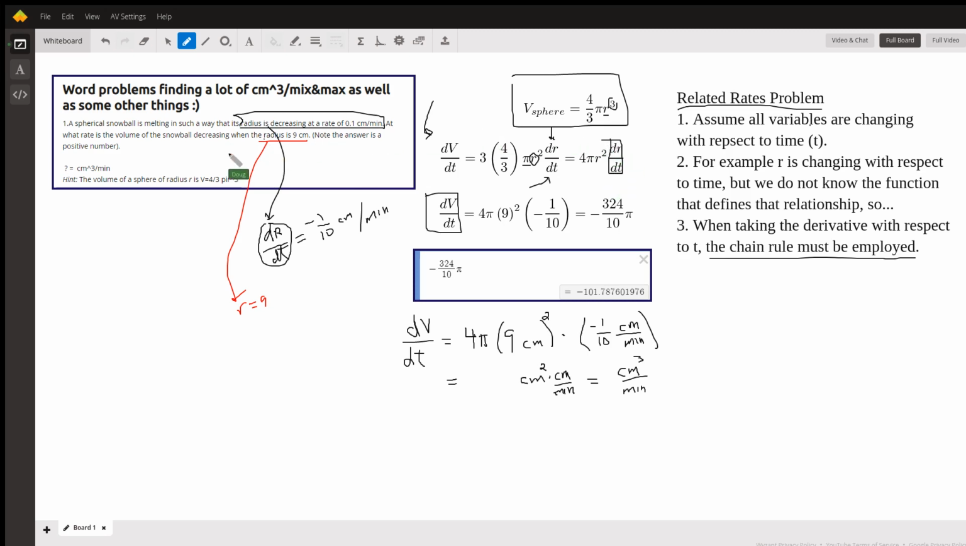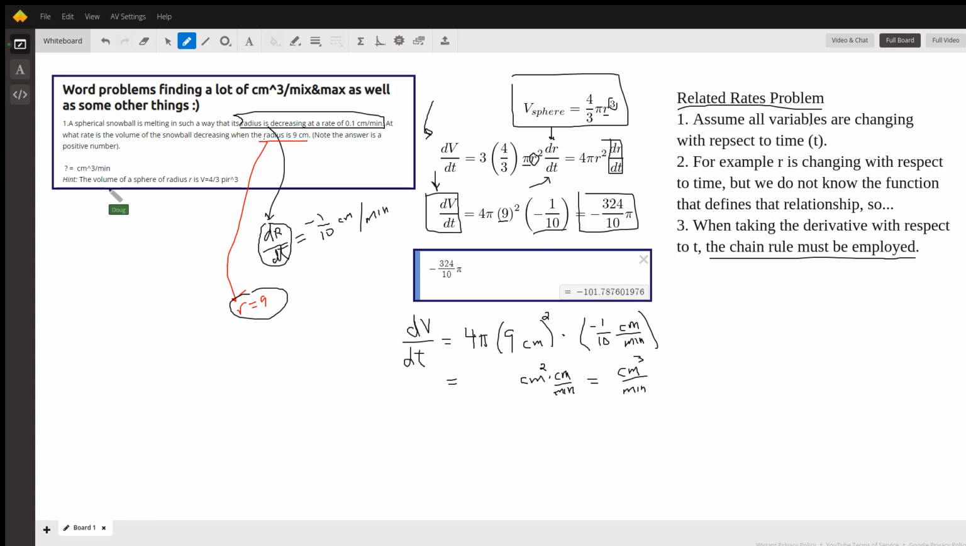And we want to know what is the rate the volume of the snowball is decreasing when the radius is 9. So these are the numbers that we have to plug in to this formula for dV/dt. So 4 pi, there's the radius, 9, times the rate of change of the radius with respect to time. That all simplifies to this. And if you want to get a decimal approximation, it's negative 101.8 cubic centimeters per minute.